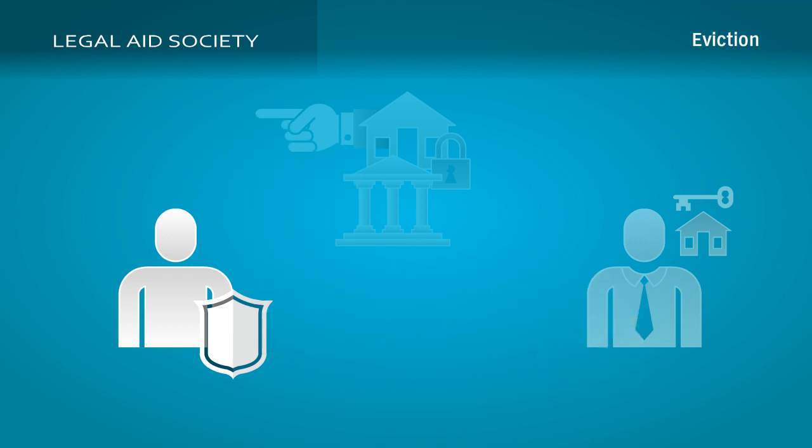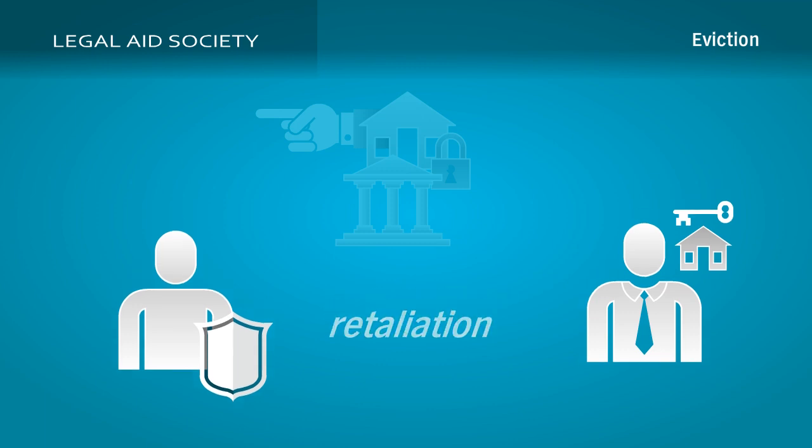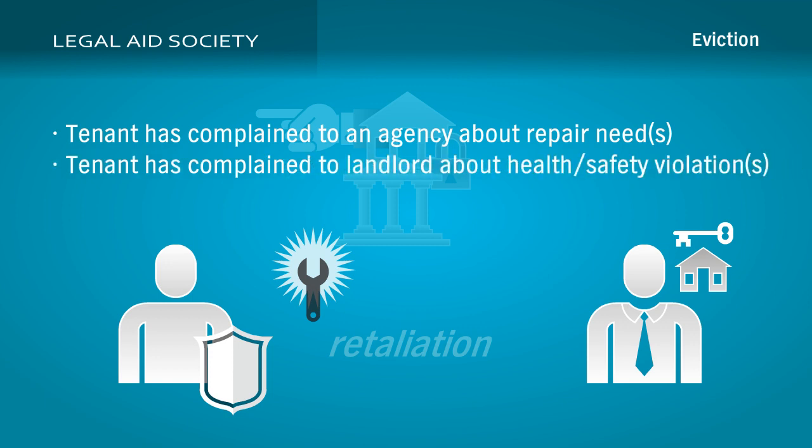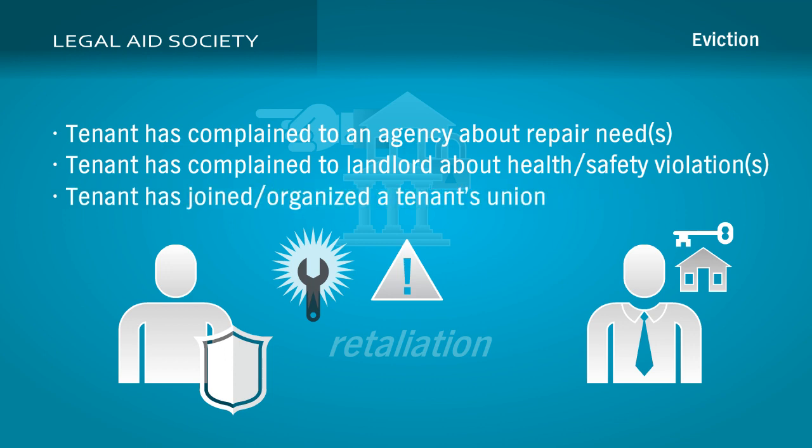A tenant might also be able to show that the only reason the landlord is evicting them is in retaliation. You can prove retaliation only in the following 3 ways. First, if the tenant has complained to an agency, like the health department, because of repairs needed to the apartment. Second, if a tenant has complained to the landlord of any violation of health and safety. And third, if the tenant has joined or organized a tenants union.